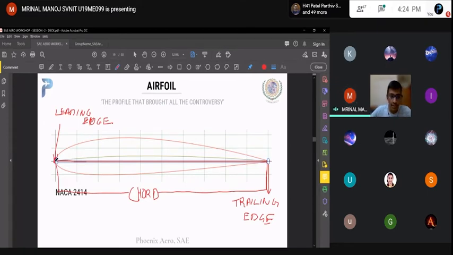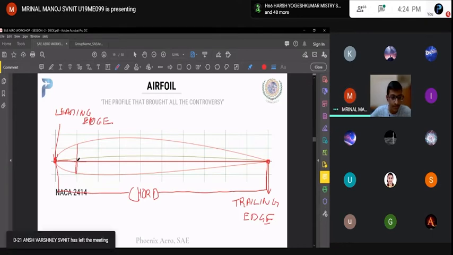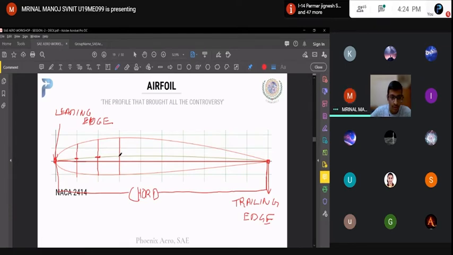This is the curved upper part, and this is the curved lower part. To characterize this curve, if you draw a straight line joining the two curved ends and divide this distance by 2, you get a midpoint. The same way, you divide this by 2, you get a midpoint, and here too you get a midpoint. If you join these points, you get what's called the mean camber line.